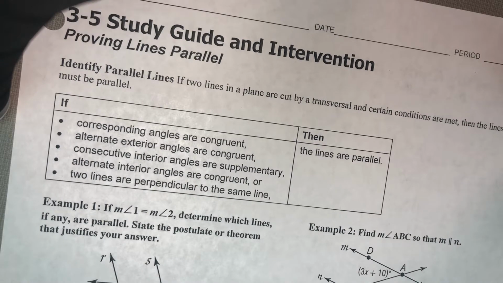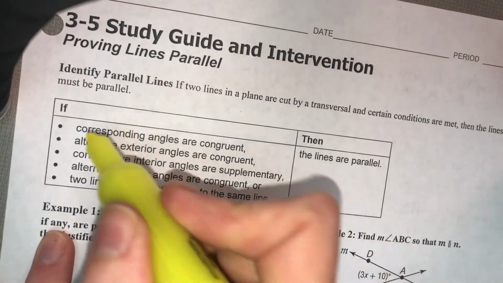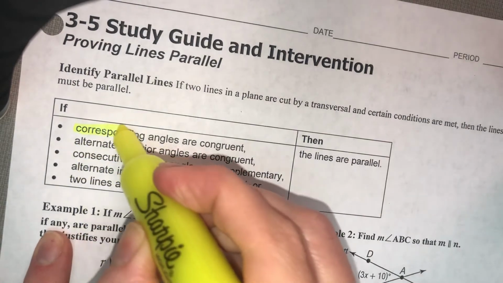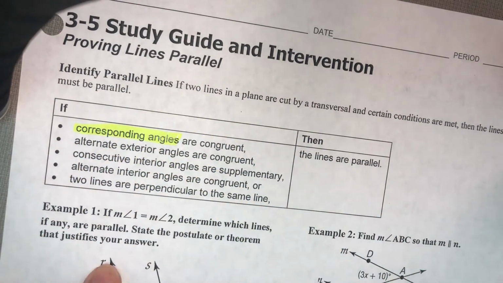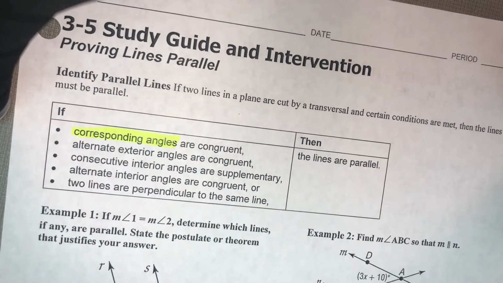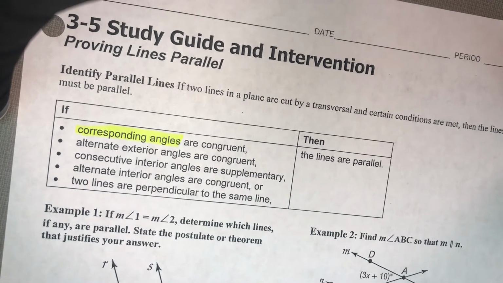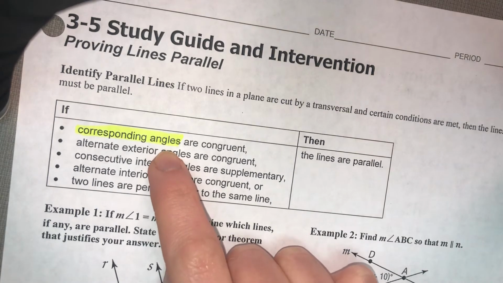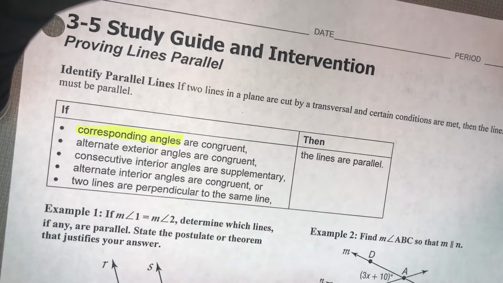Now, the first one says, if corresponding angles are congruent. We learned about corresponding angles earlier in this unit. Remember, that's like if you have an angle in the upper right of one parallel line and then the upper right of the other. Those positions are matching and those angles are congruent. Those lines have to be parallel to each other.